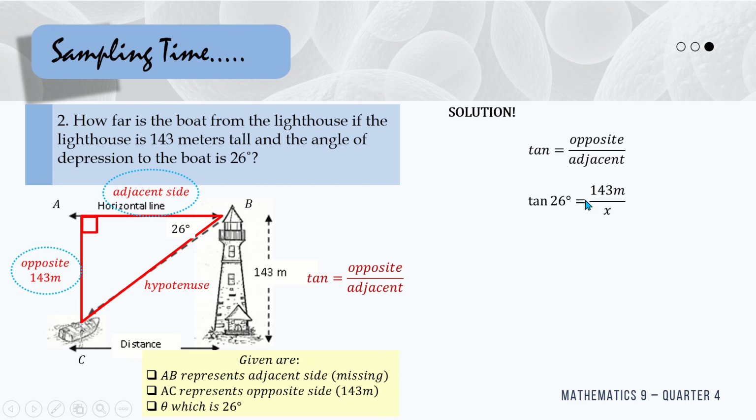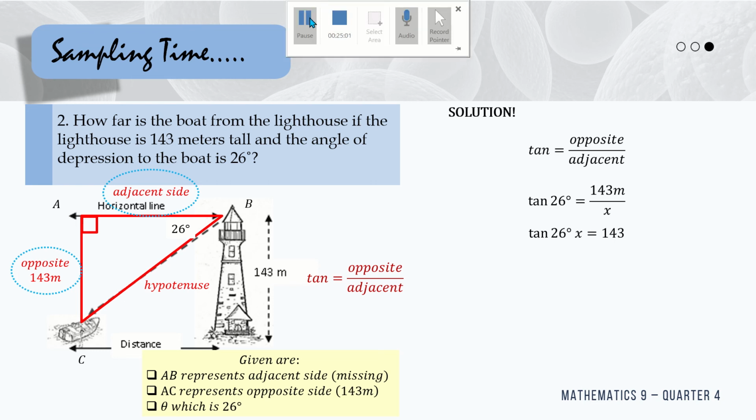Then cross multiply. Tangent 26 times x is equal to 143. 143 meters times 1, no? Because tangent 26 is over 1. So, 143 times 1 is 143. So, the cross product: tangent 26 degrees times x is equivalent to 143. To solve for variable x, okay, to continue.